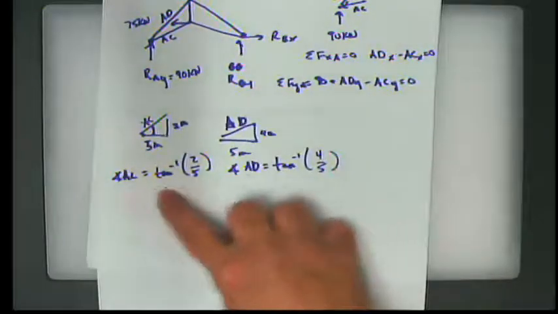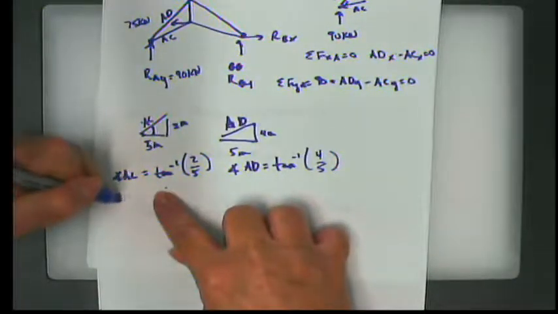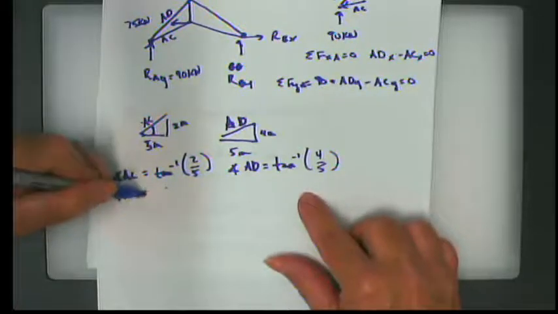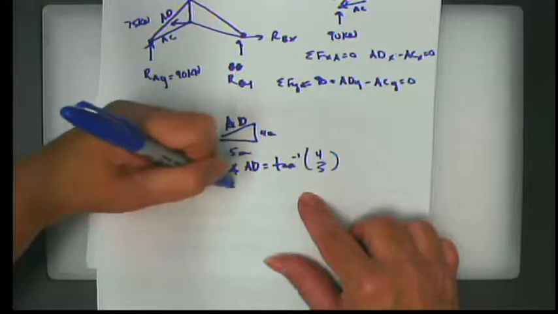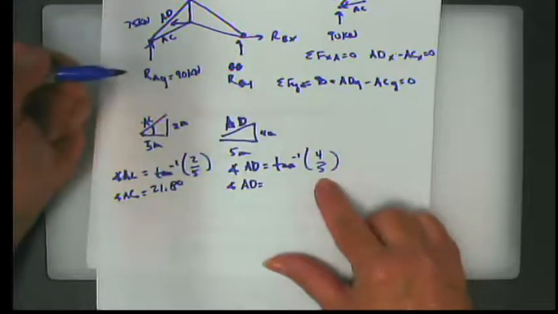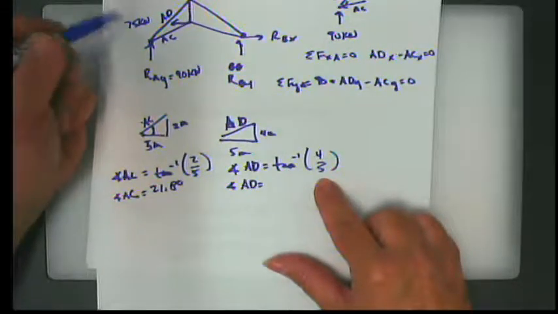So what are those two angles? What's the angle at AC? Say it again. 21.8. Thank you. And how about the angle at AD? Inverse tangent 4/5?